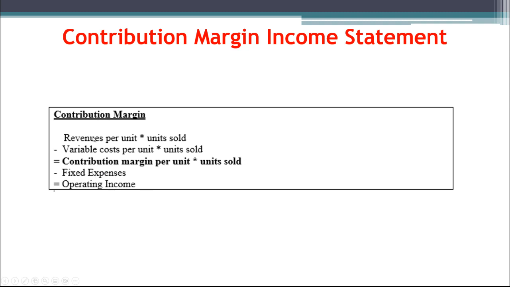That's the goal of this statement, as compared to the traditional income statement, where we have revenues minus product costs, whether variable or fixed. That gave us gross profit, and then we subtract out all period expenses to get operating income. We need this contribution margin income statement to be able to calculate the next few items.